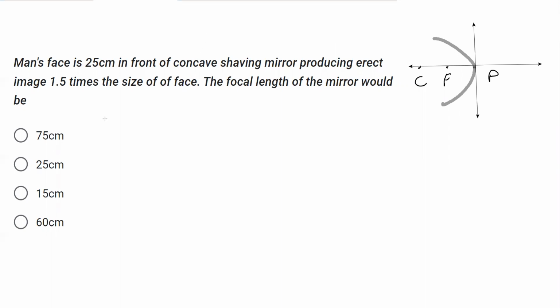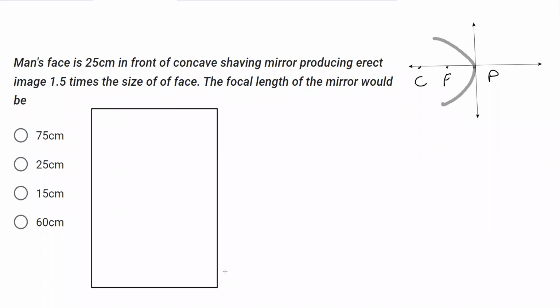So if you write down the information that we have about this question, number one, we have the distance of the face. The man's face here is acting as an object, and its distance from the mirror is given as 25 centimeter. So this is the object distance, and an object placed in front of the mirror should always be taken as negative by the sign convention.